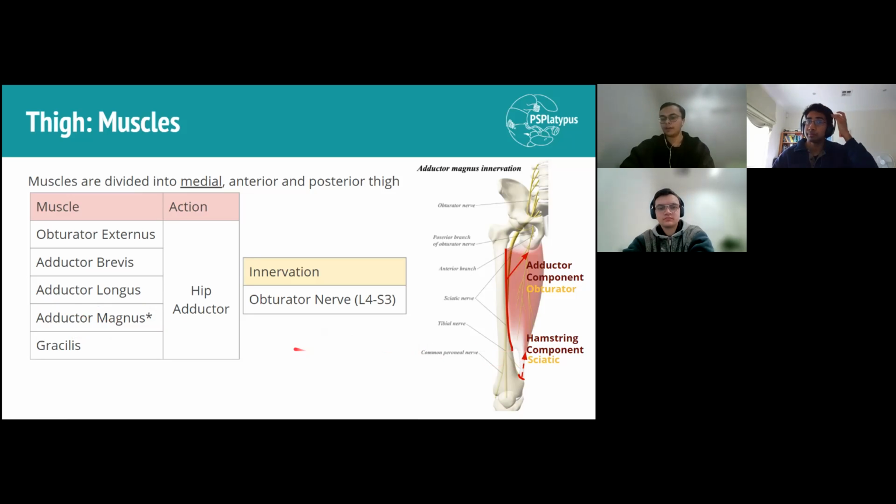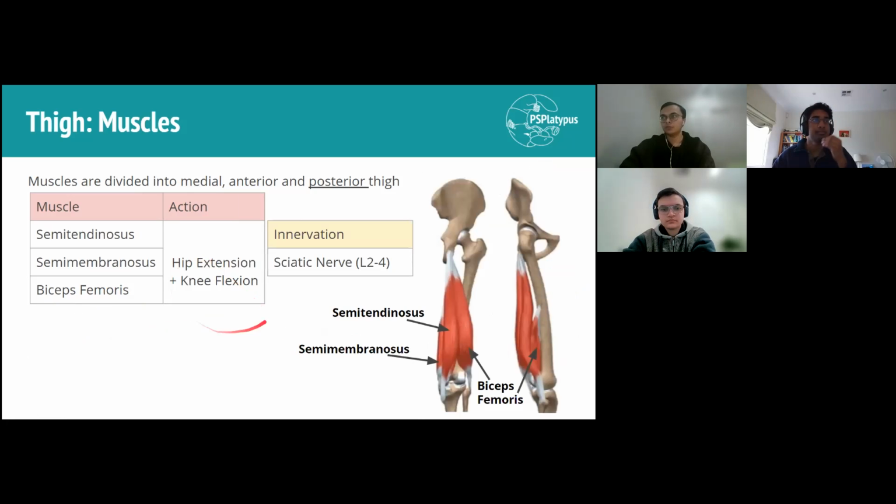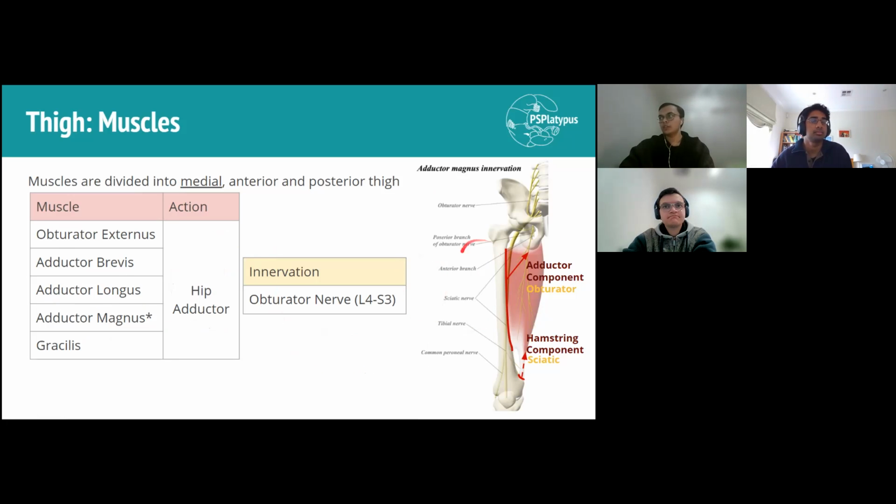So if I actually go back a slide, these posterior muscles, right, they're also known as your hamstring muscles because they're located on the back of your thigh and they're colloquially known as the hamstrings, which produce extension of the hip. But this muscle over here, even though it's in the medial compartment of your thigh and therefore should be a hip adductor, it actually does both adduction and extension. Therefore, it's got an adductor component and a hamstring component.